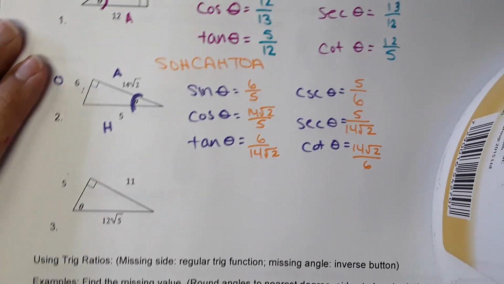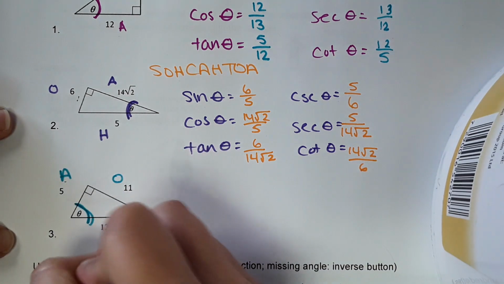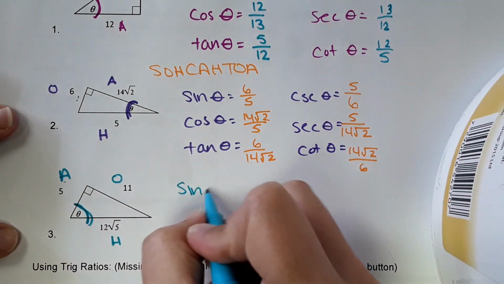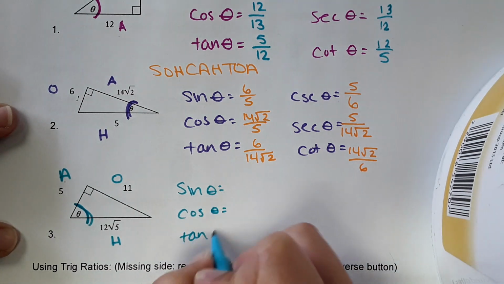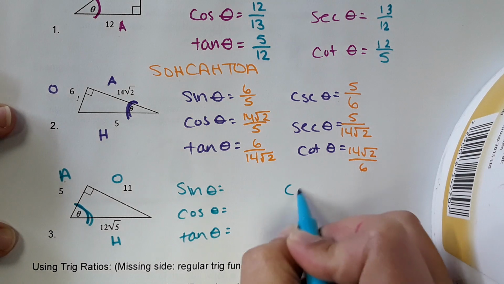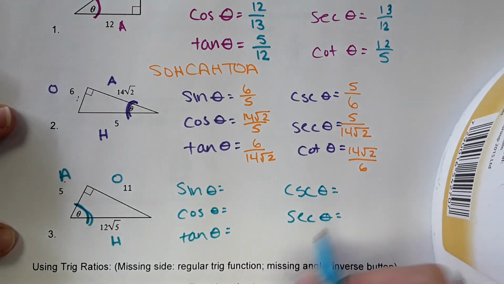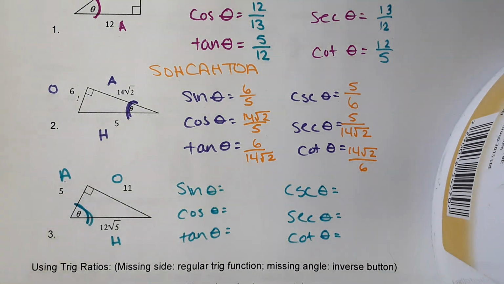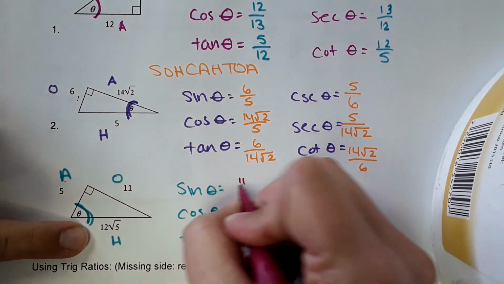Okay. And then number 3, the theta right here, opposite and adjacent, and then hypotenuse. Sine of theta, cosine theta, tan theta, cosecant, secant, and cotangent. So sine opposite over hypotenuse.